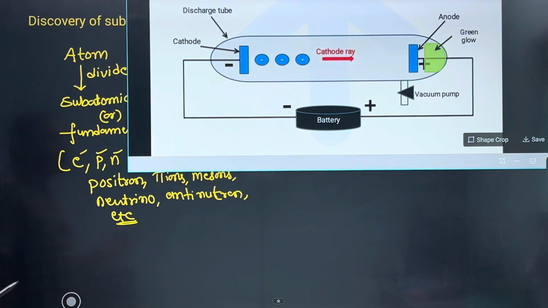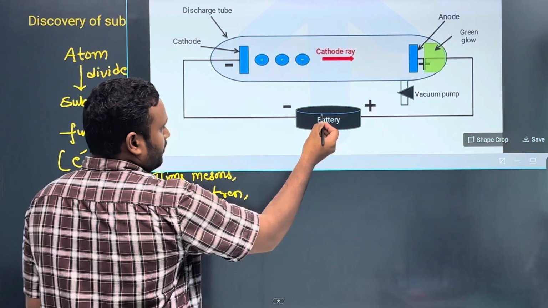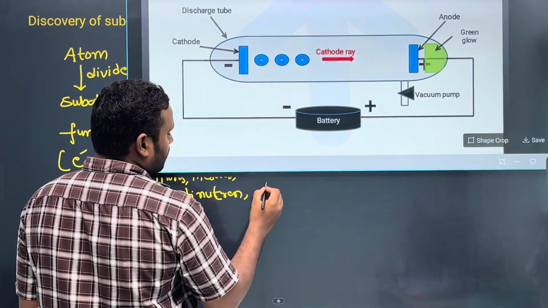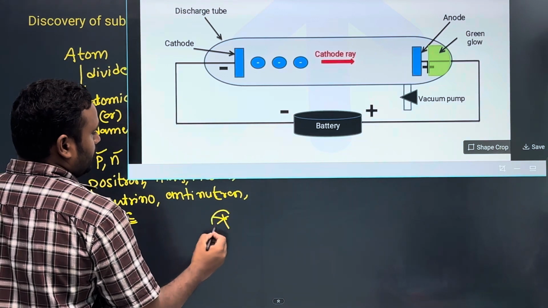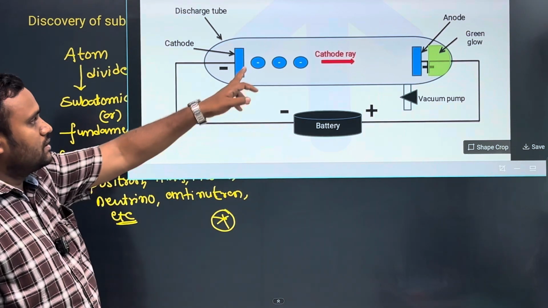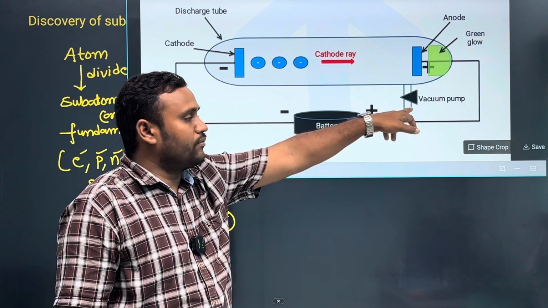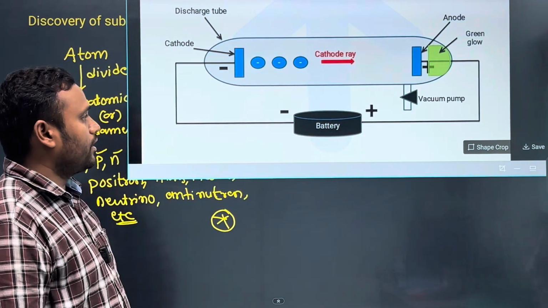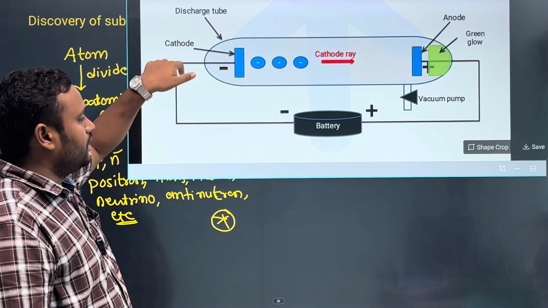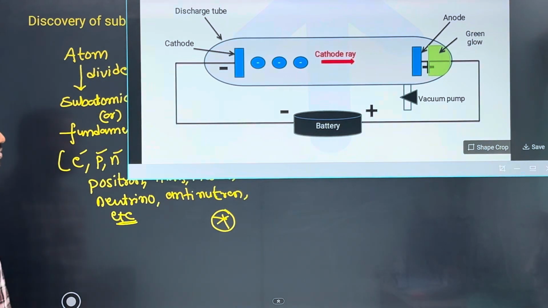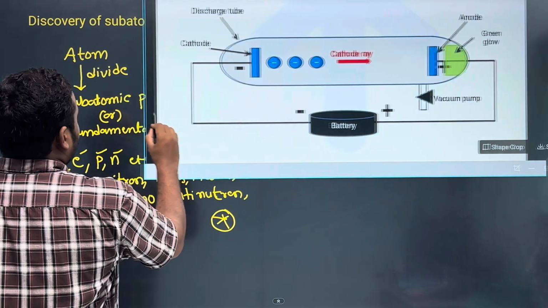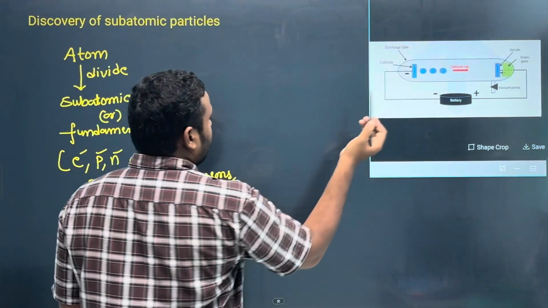Okay, so it is made up of a glass tube, and it has an opening. It is connected to a vacuum pump, and two electrodes are sealed in it, and these electrodes are connected to a very high voltage source. Okay, so this is about the discharge ray tube.